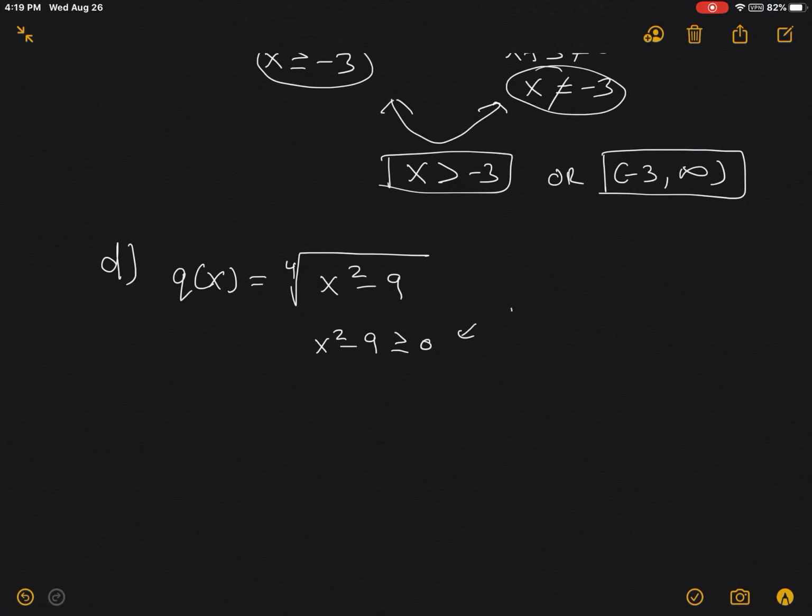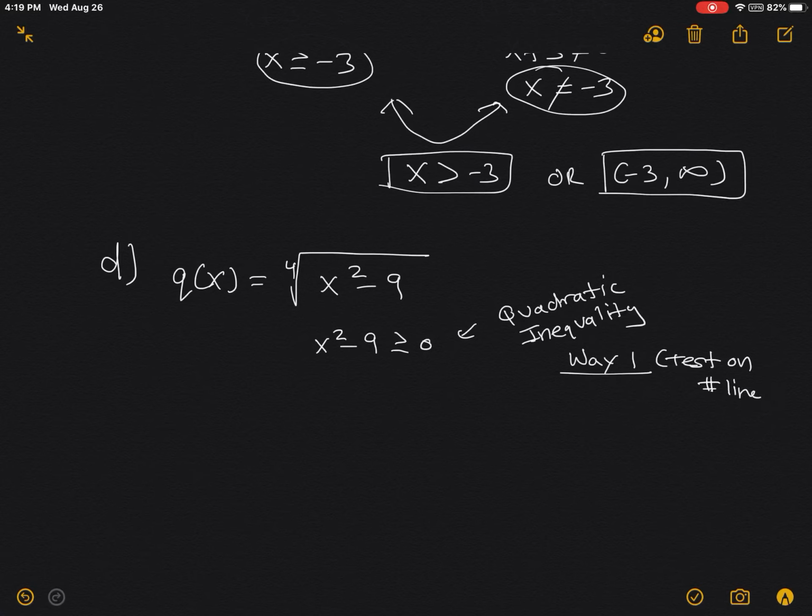Now, this is a quadratic inequality. You can't just get x by itself over here. So the steps I showed you in the readiness exam when I went over it is you test it on the number line, way 1, or way 2, which is just to sketch it. I'm going to do way 2 because it's easier. And if you forgot how to do it, here's a quick recap.